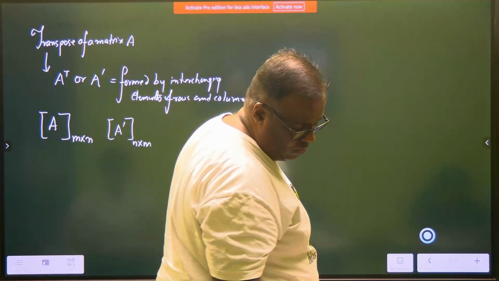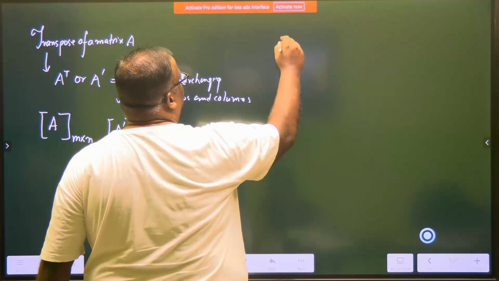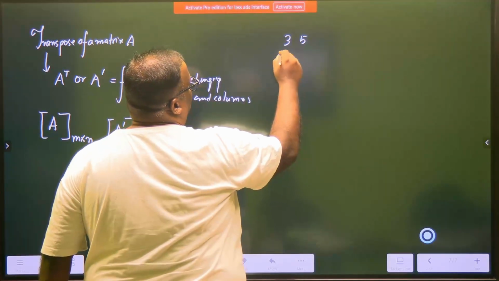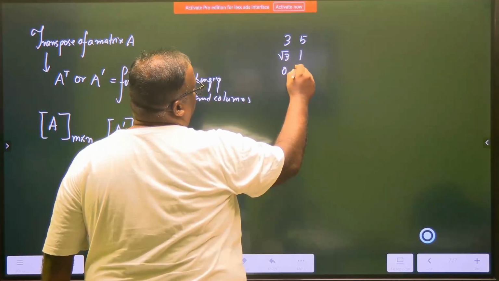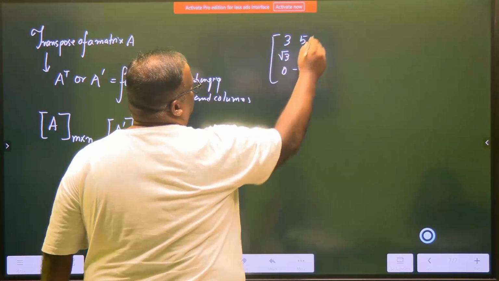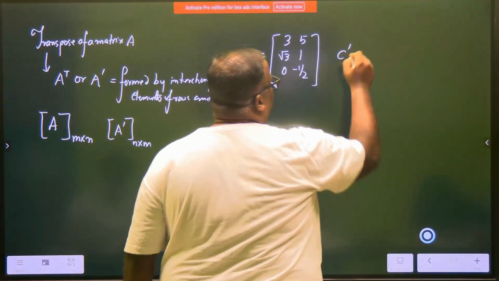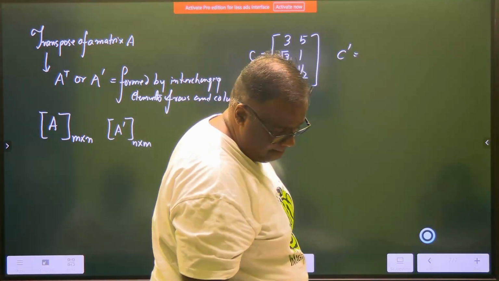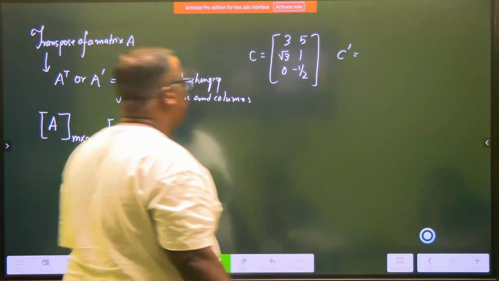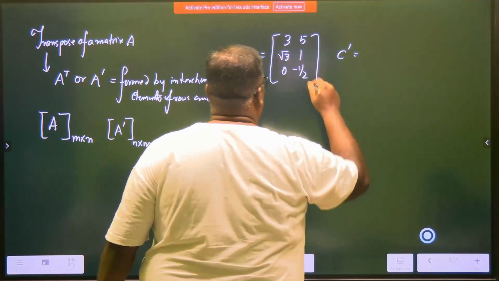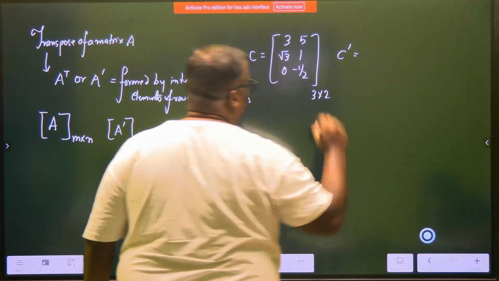Right. So shall we take one? 3, 5, root 3, 1, 0 and minus half. This is a matrix, say C. Can you get me what is C prime? So tell me the order of this. 3 rows, 2 columns.